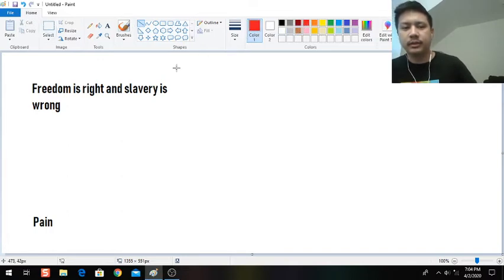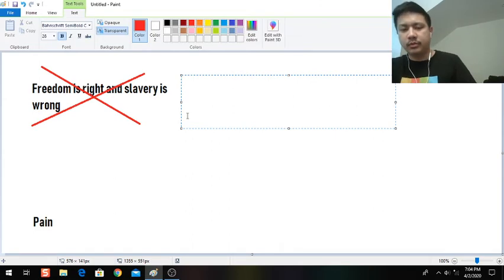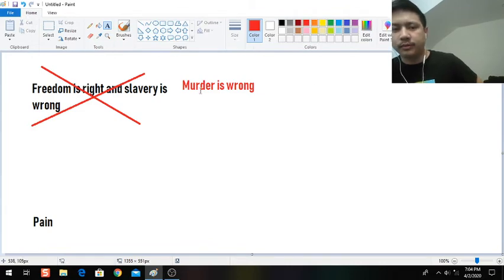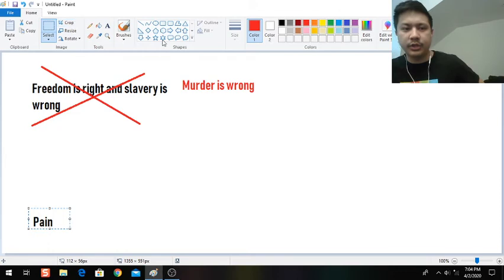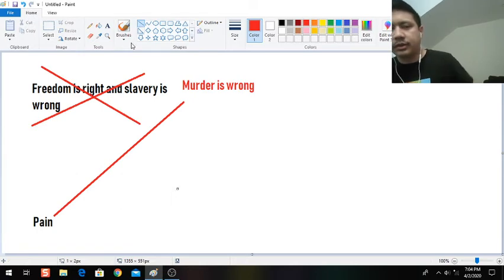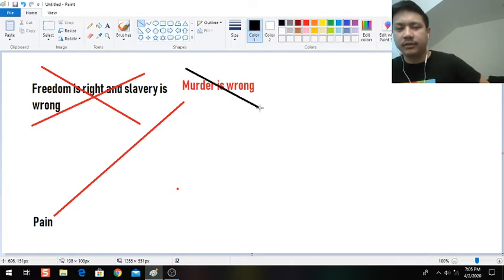So what I'm trying to understand is, how do you know that this moral, say murder is wrong, is right? How do you know that these morals are right when we don't even know the foundation? We don't even know what this foundation could be. This foundation gives rise to this. Let's say pain was the foundation and murder is wrong. This is no longer an objective moral anymore, right? So that's my issue.